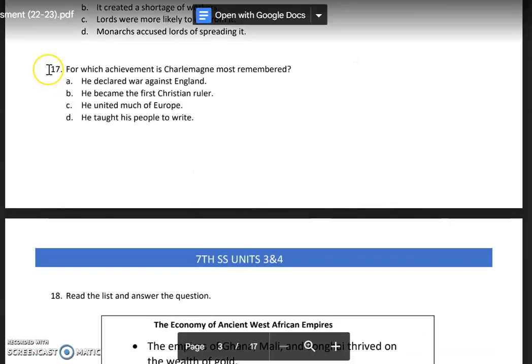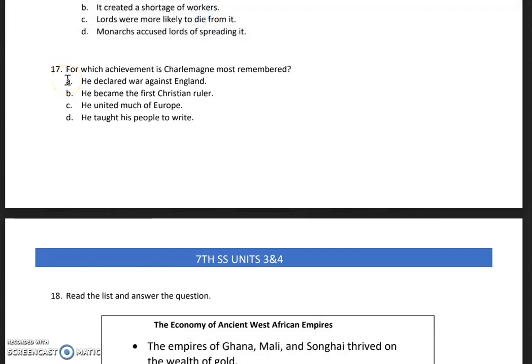Number 17. For which achievement is Charlemagne most remembered? A. He declared war against England. B. He became the first Christian ruler. C. He united much of Europe. D. He taught his people to write.